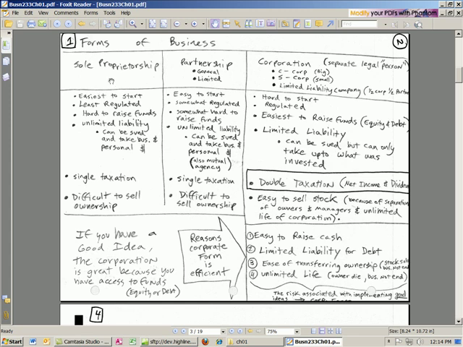It's hard to sell a sole proprietorship. Whereas if you think of a corporation that has stock, you can just go sell your stock if you have Microsoft stock. Partnerships are very similar to a sole proprietorship. General means you invest and work for the partnership. Limited means you just invest. Easy to start, somewhat regulated, somewhat hard to raise funds.